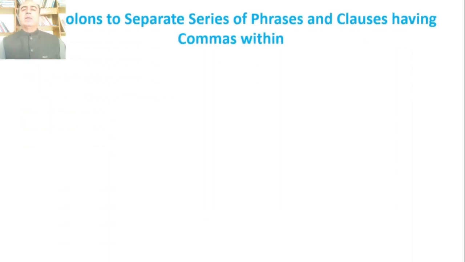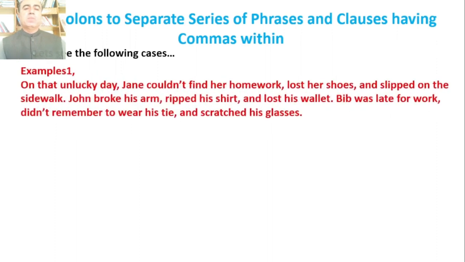Semicolon to separate a series of phrases and clauses having commas within. This is the last case. Here are a few examples. Example 1. On that unlucky day, Jane couldn't find her homework, lost her shoes, and slipped on the sidewalk. Full stop. John broke his arm, ripped his shirt, and lost his wallet. So here is a series of three things: broke his arm, ripped his shirt, lost his wallet.